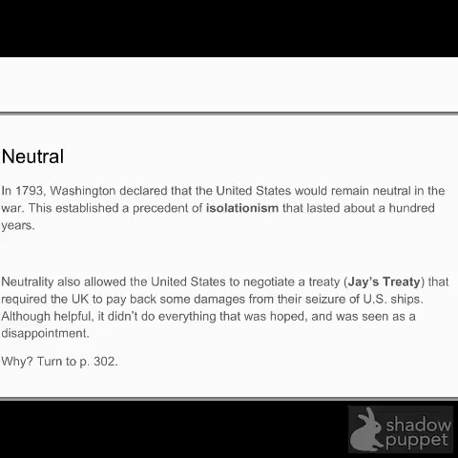And if you want to learn more about Jay's Treaty, and then there was also another treaty, Pinckney's Treaty, you can look at that as well. That's on page 302 of your textbook.